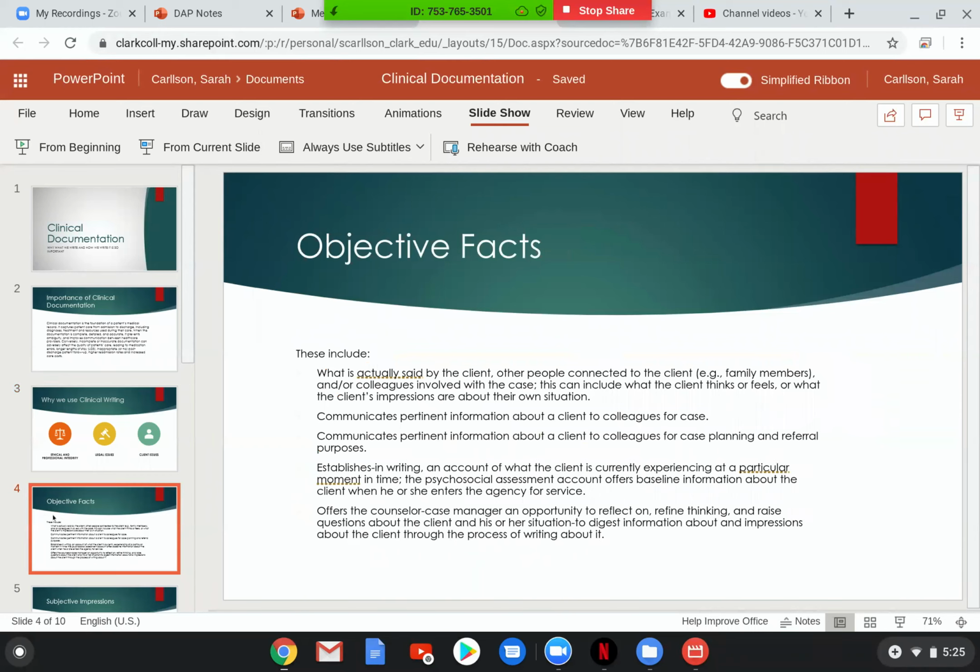So part of what we'll do when we're writing clinical notes is that we will, again, write down what is actually said by the client and the people connected to the client. So this may be family members, clinicians, friends, or colleagues involved with the case. It also includes what the client thinks or feels, or what their impressions are about their situation or about treatment. Objective facts also communicate pertinent information about a client to colleagues for case review.